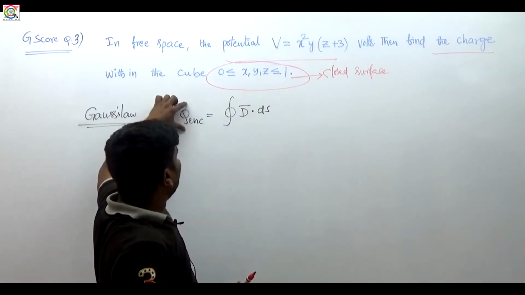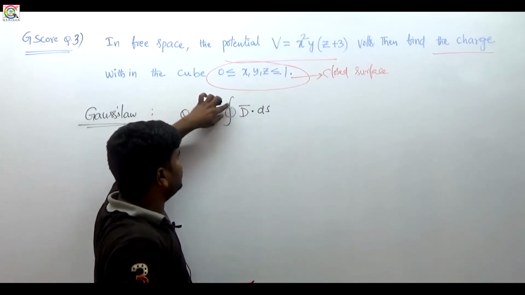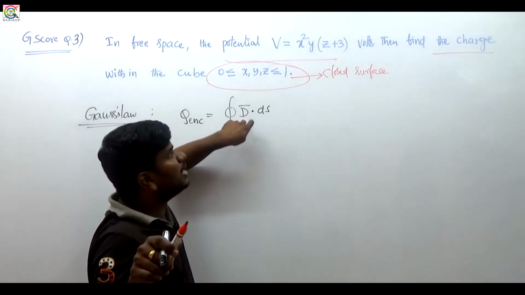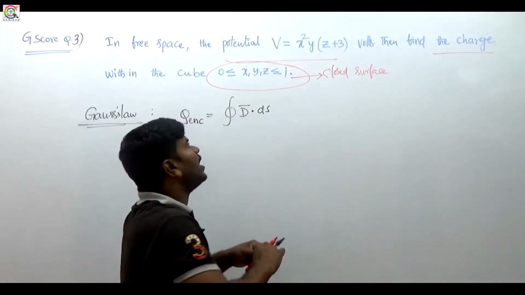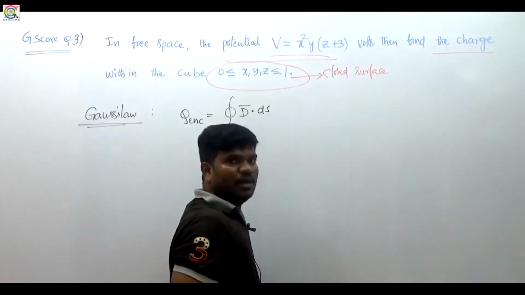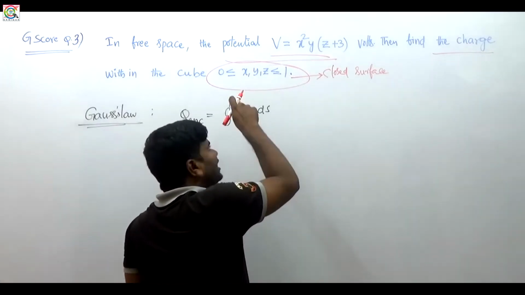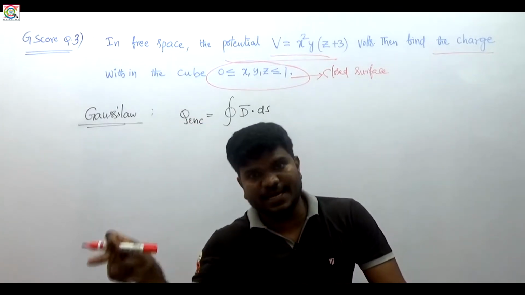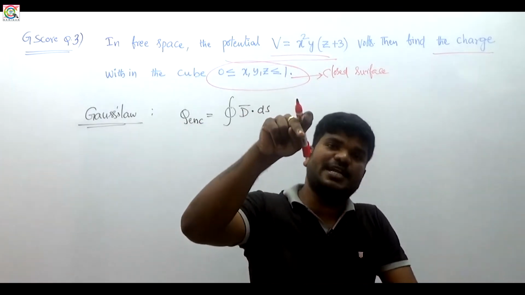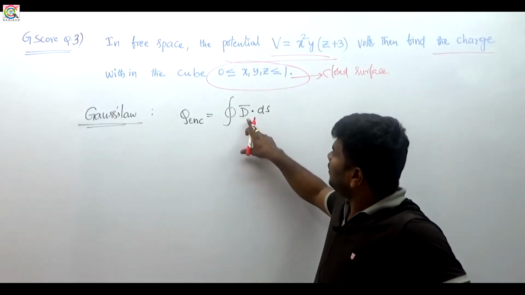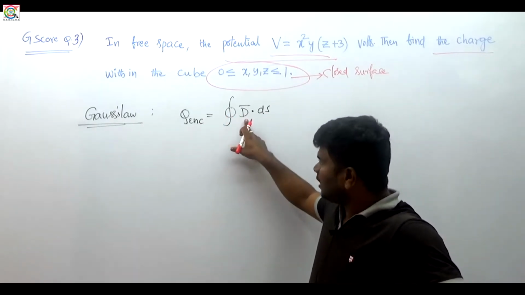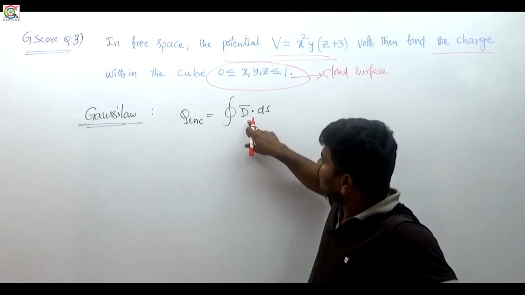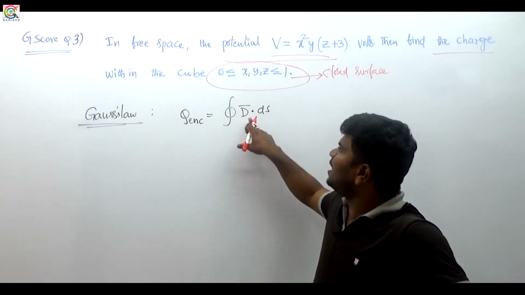To find the charge enclosed in any closed surface, you have to find the electric flux density. But we are only having a potential function. If the electric field intensity is known, you can find the electric flux density. So Q enclosed is equal to the closed integral of D bar dot dS.